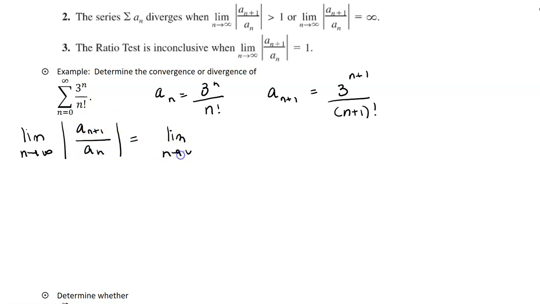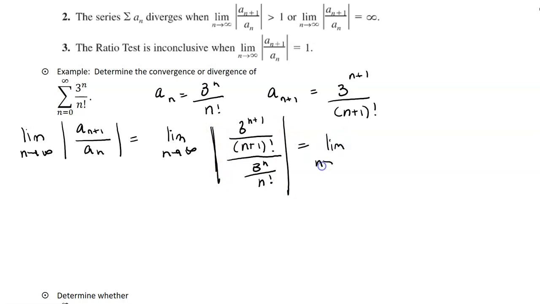So I'm going to plug in what I know. That will be the absolute value of 3 to the n plus 1 power divided by n plus 1 factorial, divided by 3 to the n divided by n factorial. And I'm going to do keep, change, flip. So we'll have 3 to the n plus 1 power divided by n plus 1 factorial, times n factorial divided by 3 to the n power. Now what I want to do is reduce things as much as possible so that I can get something I can take a limit of.